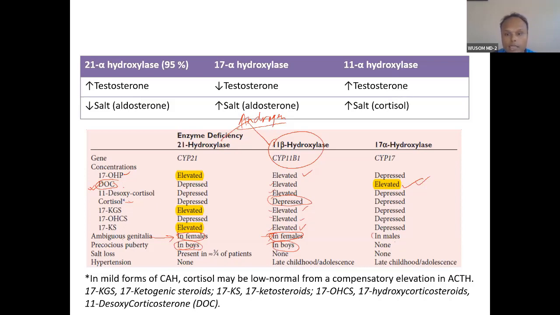Okay, so a male has ambiguous genitalia, low androgen. Androgen is low, so the male will try to express female genitalia. Understand the presentation, everything you will understand from this chart. Salt plus hypertension. Hypertension, you know, 11 both. So hypertension is related to 11.